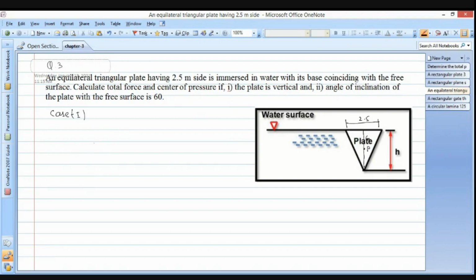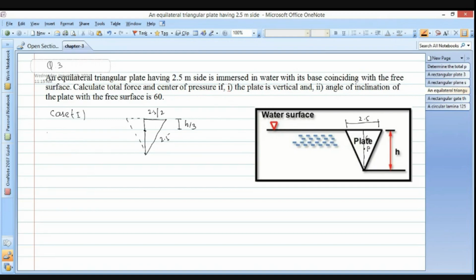So first of all we need to calculate the height of this triangle. So height we can calculate using the formula. See, this is 2.5, and it is 2.5 divided by 2 because the half triangle is over here. So we first calculate this h, and from that we can calculate this h cut, because the CG lies from the base at a distance of h by 3.